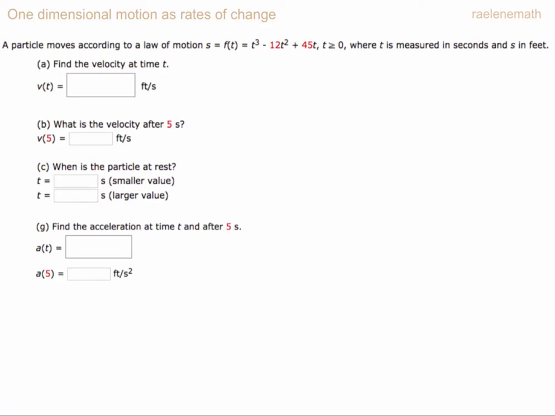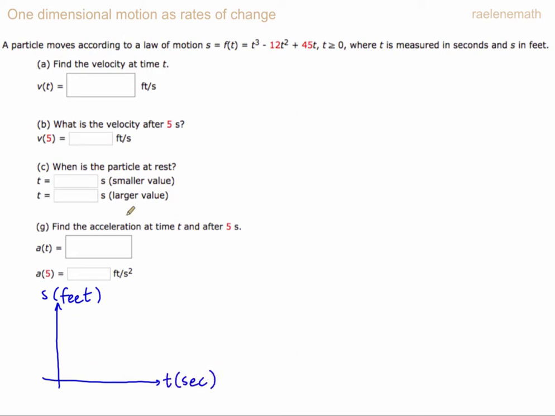Let's take a look at one-dimensional motion as an example of rate of change. Now, rate of change, we know, means slope, and if we have a position function, like we do, measured in feet, then the slope of position is another vector, and that vector is velocity.